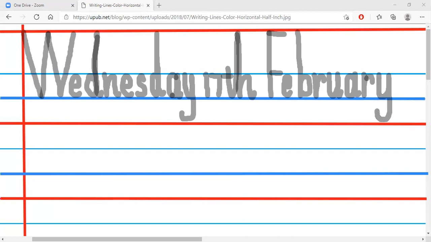So good. So now we have Wednesday, 17th February, and we paid attention to our capital letters, which start at the red line here. We have our ascenders that go up and come back down. And we also have, here's another ascender. And we also have a tall letter, but he does not ascend. He starts from the top and goes down, letter B. Okay, so today we are writing E-A-E.